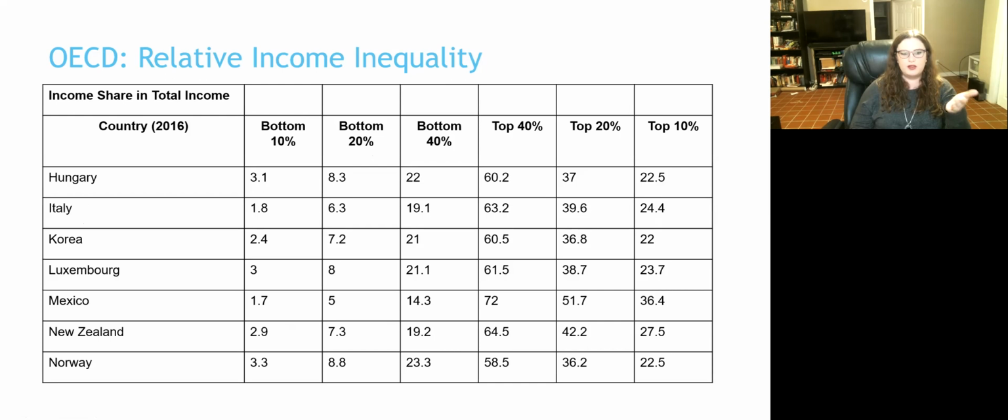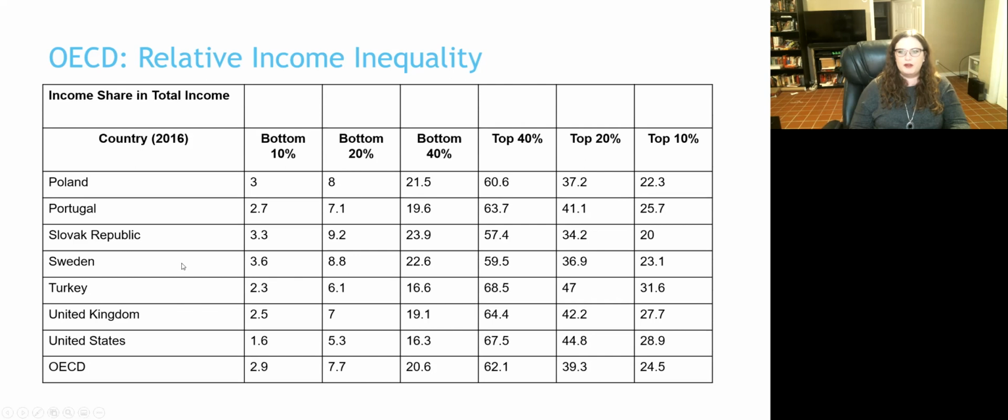Hungary, Italy, Korea, Luxembourg, Mexico, New Zealand, Norway, very similar story that we see here, where in between 5 and 10% in the bottom 20%, and in between about 35 and 40 in the top 20%, except for Mexico. Mexico's actually much more income divergent than I had expected. Then we have Poland, Portugal, Slav Republic, Sweden, Turkey, UK, US, and just kind of the OECD average, right?